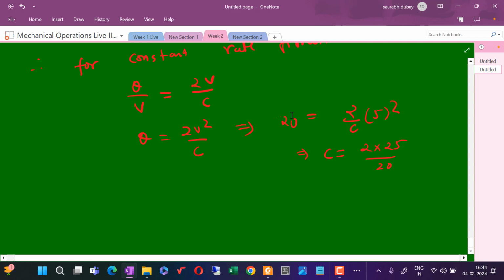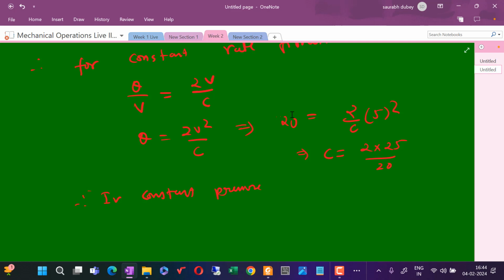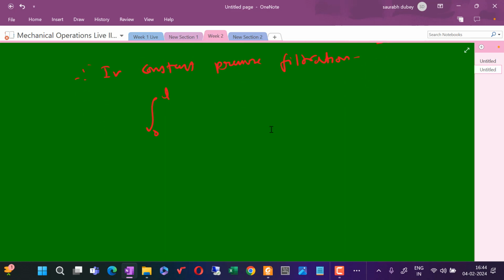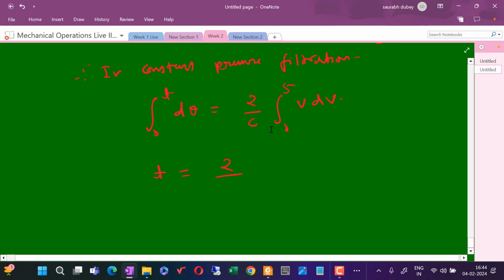Okay, and then another is the constant pressure filtration. What is the situation here? You will be having integral 0 to t d theta equals 2 by c integral 0 to 5 vdv. So from here t comes out to be 2 divided by 2 into 25 by 20.